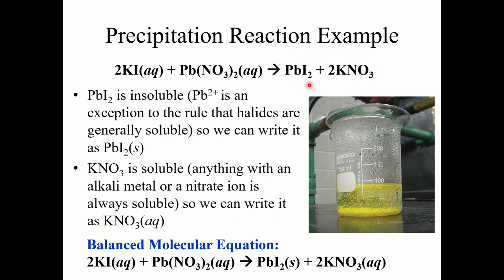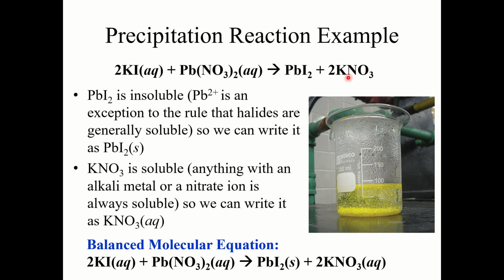So you need to predict which of these compounds is aqueous and which is a solid, or which is soluble and which is insoluble. So we'll start with PbI2. PbI2 is insoluble because if you go back and look at the halide rules, halides like I- are generally soluble unless they're with Pb2+. So this is an exception, which means it is insoluble. So we would write it as PbI2(s).